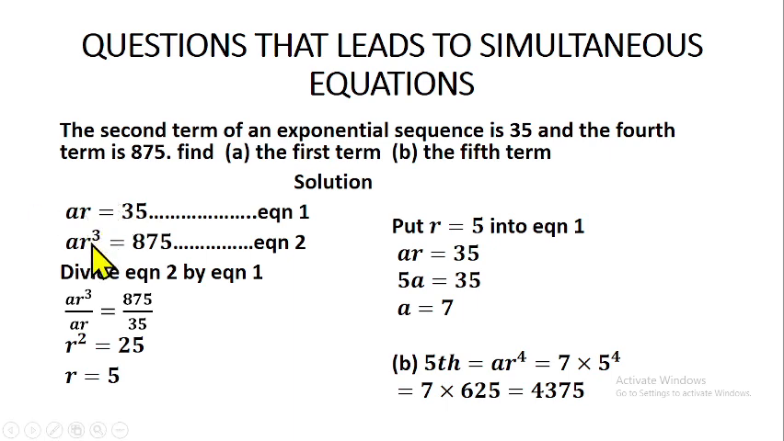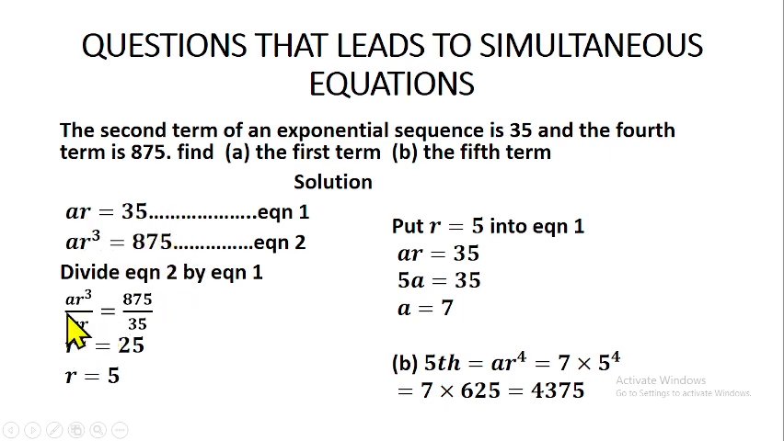In this case, we cannot add or subtract, because we do not have addition or subtraction between the terms here. No, we are having multiplication here. So what are we going to do? We are going to divide one of the equations by the second one. So in this case, you divide equation 2 by equation 1. That means AR cubed divided by AR equals 875 divided by 35.